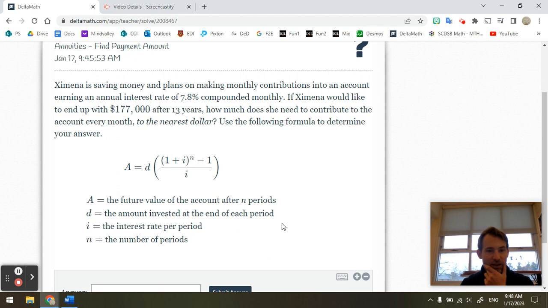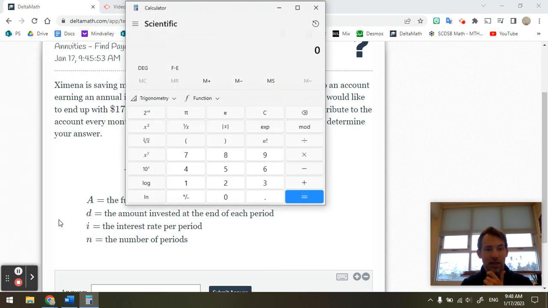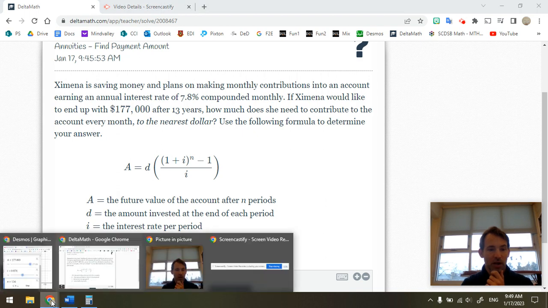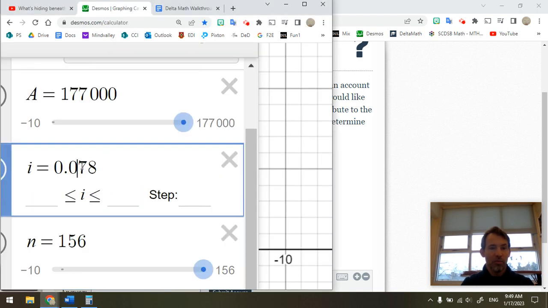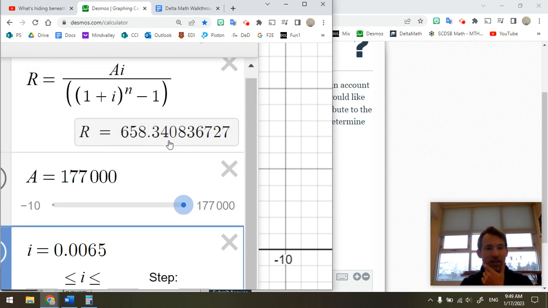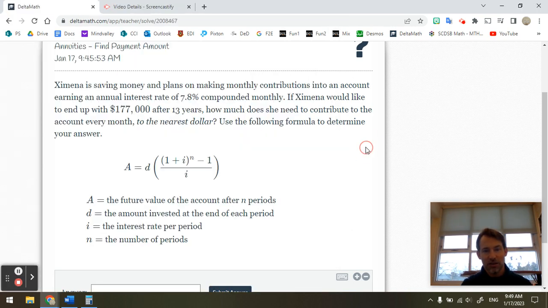And my I is going to be the interest rate, 7.8 divided by 12. Let's figure out what that is. 7.8 divided by 12 equals 0.65. That's 0.65% per month. So go ahead and throw that in here. 0.65. Now, this should have a very different output. Yes, it does. $658.34. So let's see. How much does she need to contribute to the account every month to the nearest dollar to have this much money after 13 years?